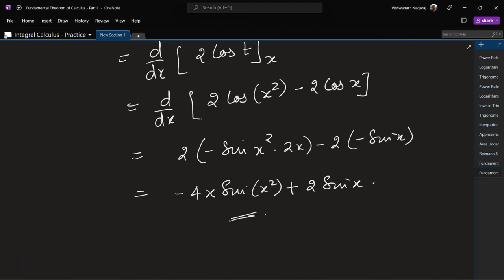So that is the fundamental theorem of calculus. We looked at both the parts of the fundamental theorem: one part in the previous session, and in this session, the second part.